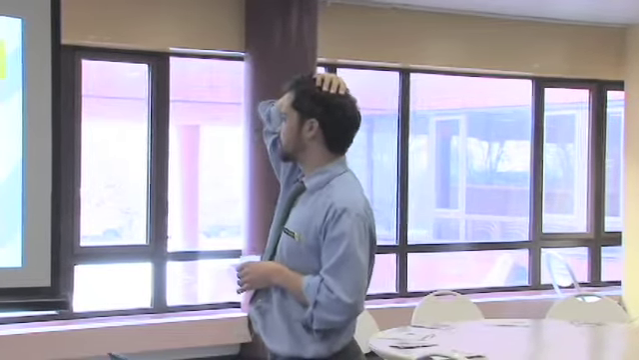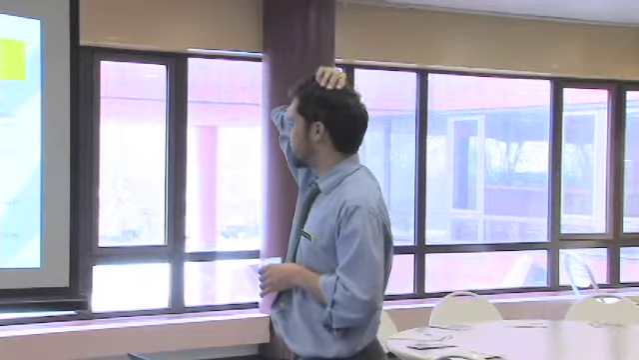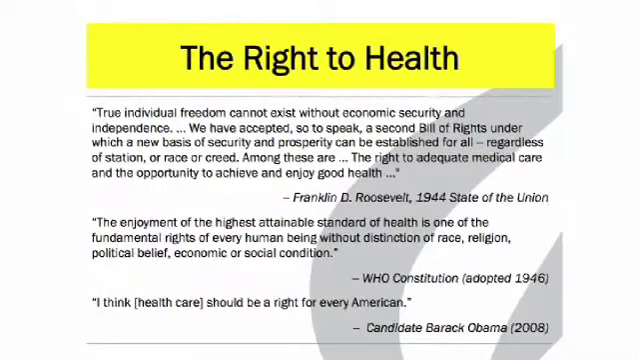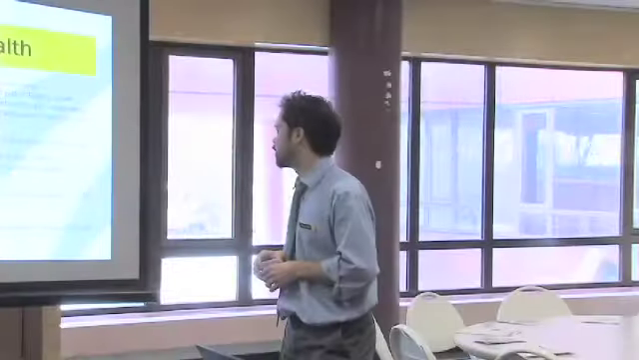But there are lots of other places where you see key articulations of the right to health. Here's Franklin Roosevelt from the 1944 State of the Union address, the so-called Second Bill of Rights address. We've accepted a Second Bill of Rights under which a new basis of security and prosperity can be established. Among these rights are the right to adequate medical care and the opportunity to achieve and enjoy good health.